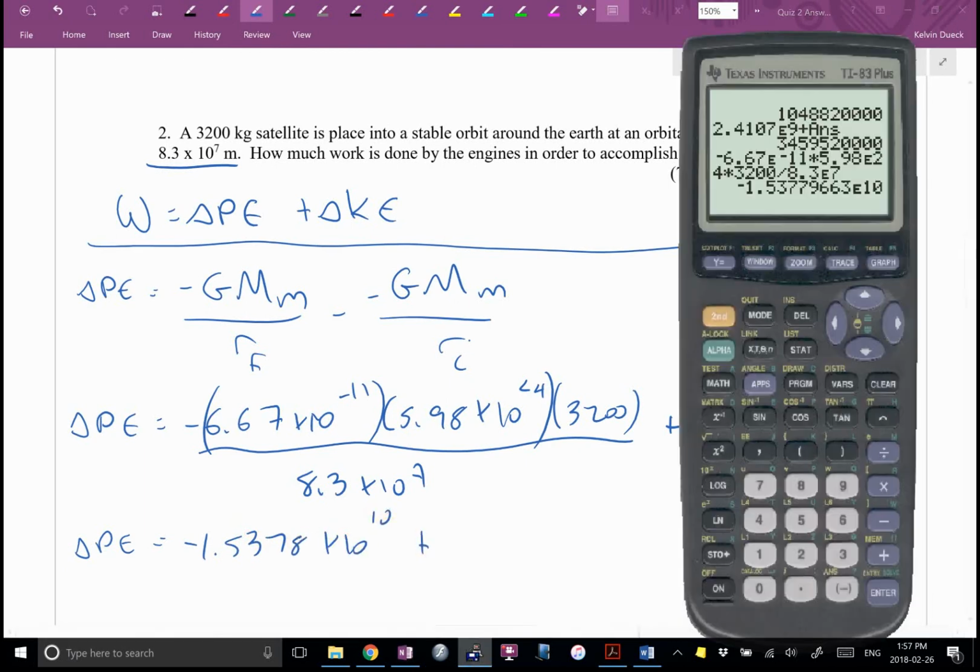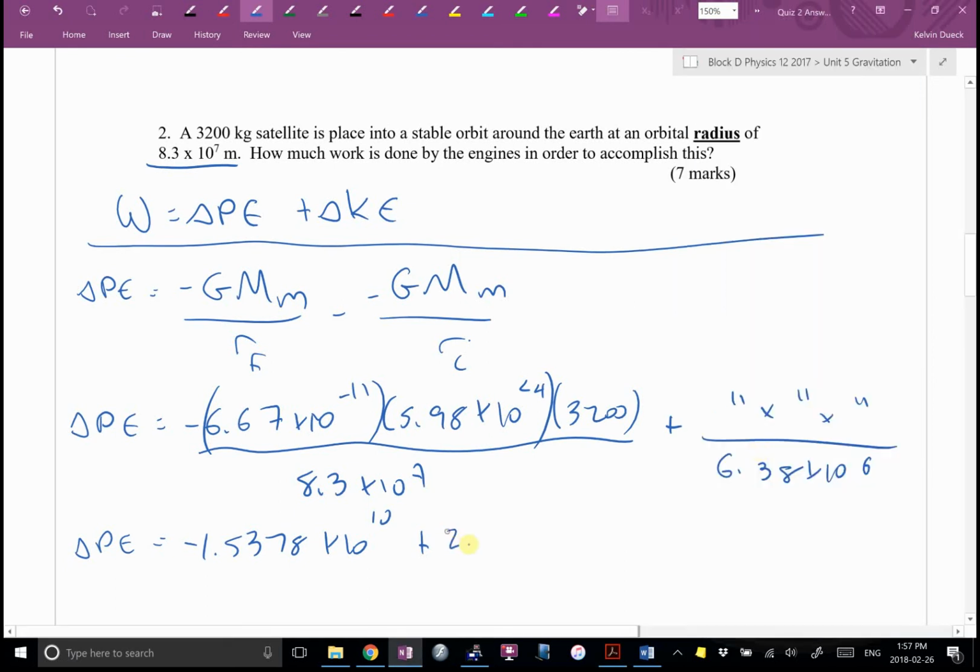And then there's going to be a plus sign, and I can delete the negative. I remembered to this time. And then 6.38 times 10 to the 6th. And I get positive 2.00058 times 10 to the 11th. Is that right, folks?